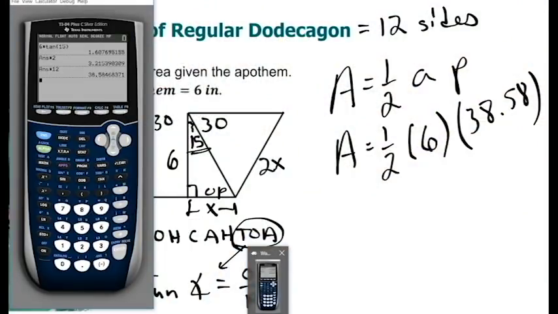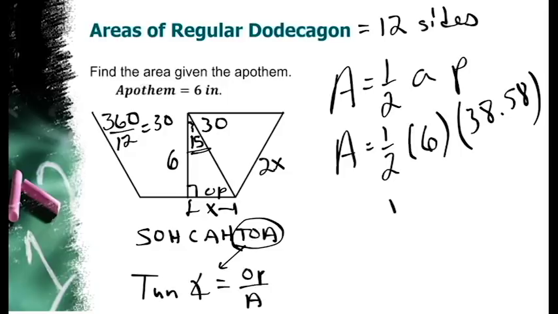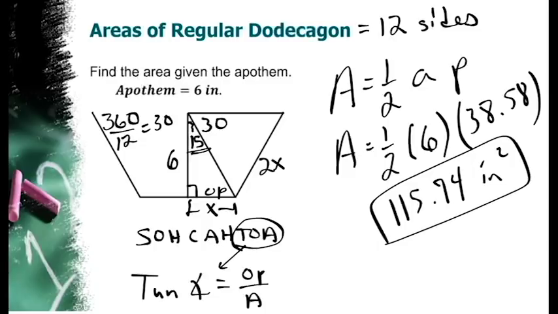Now I can go ahead and calculate this out. Half times 6 times 38.58 gives us an answer of 115.74. And we're working in square inches, and that would be the area of my dodecagon with an apothem of 6 inches.